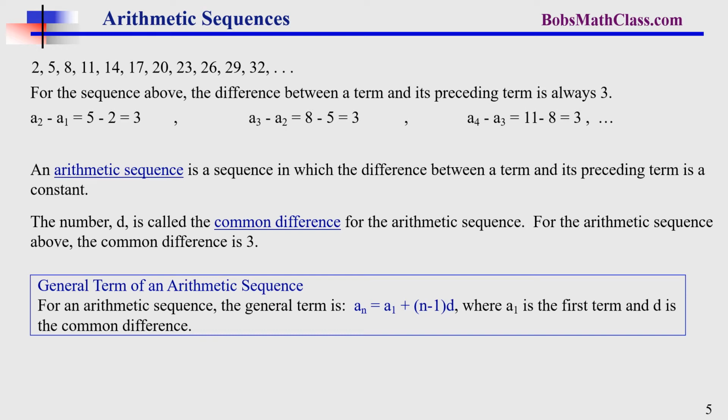So here's that sequence that we were talking about at the beginning: 2, 5, 8, 11. For the sequence, the difference between a term and its preceding term is always 3. So for this sequence, it increases by 3. If you subtract 5 minus 2, you get 3. Or 8 minus 5, you get 3. 11 minus 8. So a number minus its previous term is always 3.